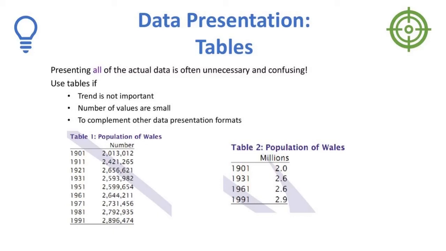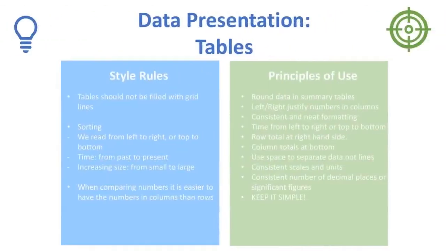People can much more easily get out from this table the trend that the population has increased over the last 100 years or so. So these are also important things to think about. Tables should not be filled with grid lines. We read from left to right, top to bottom. Time is presented from the past to the present, and increasing size from small to large.